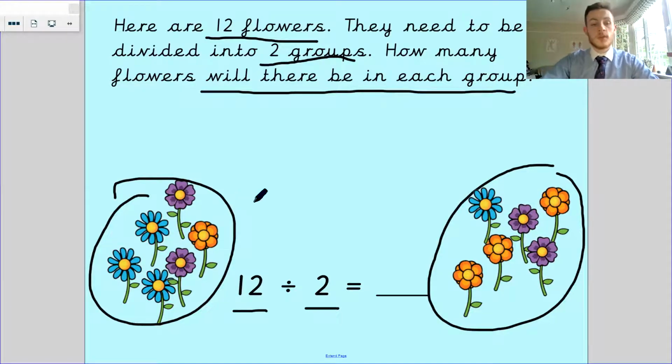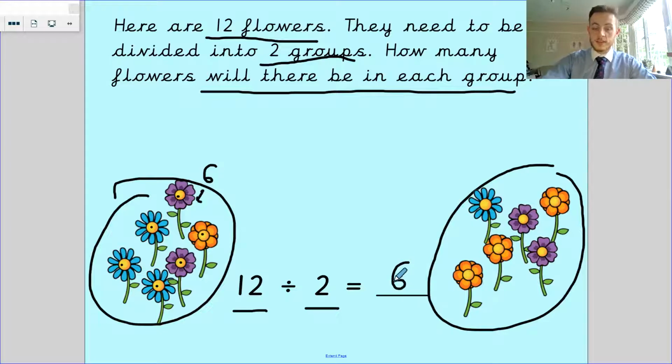Okay, so what we're going to do now is we're going to see how many are in each group. So I've got 1, 2, 3, 4, 5, 6. Now, because I've shared them equally, there will be 6 on this side as well. So I've got 6 in this group, just inside this group, which means how many is in each group?